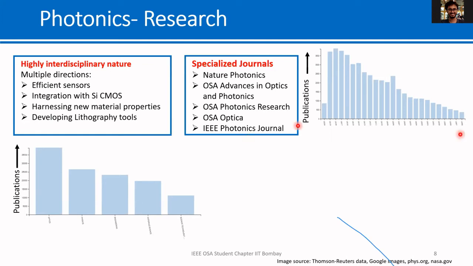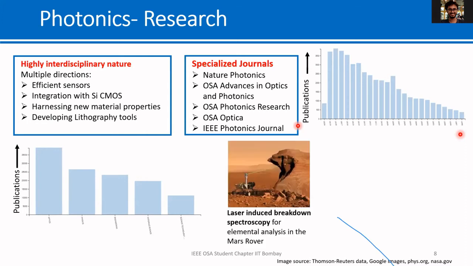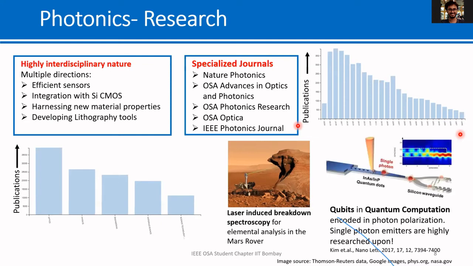Another interesting aspect of photonics-based research is that we can control what we do in the extraterrestrial domain. For example, the laser-induced breakdown spectroscopy tool has been used for elemental analysis in the Mars rover. And quantum computation uses photonic technology extensively. As we know, the qubits in quantum computation can be related to the polarization of photons, so single photon emitters are highly sought after in quantum computation.